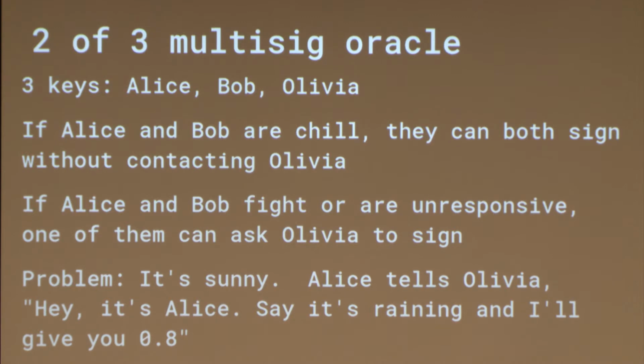But if they fight and they disagree or they're unresponsive, then someone can ask Olivia to sign. The problem is that this can lead to bribery, right? So it's sunny, and Alice tells the oracle, hey, this is Alice, I just lost a bet, but say it's raining, and I'll give you 0.8 Bitcoin, right? We bet 1 Bitcoin, and I lost, so I'm going to lose everything. I've got nothing at stake at this point, and I can try to bribe the oracle.